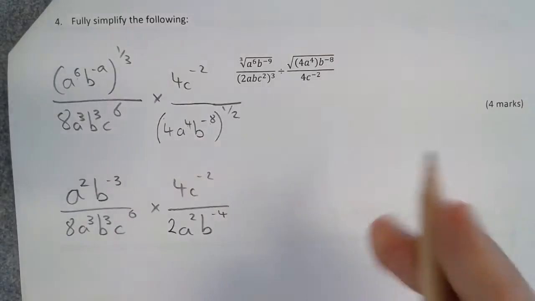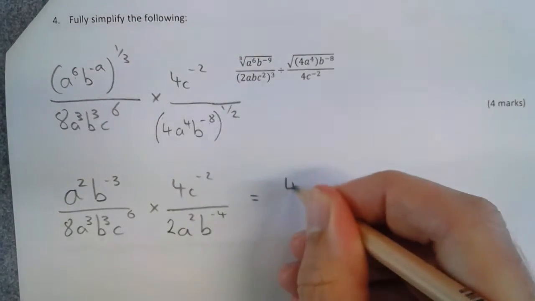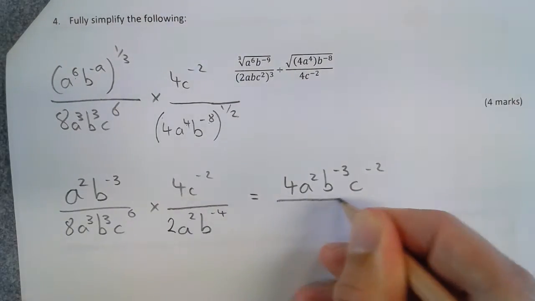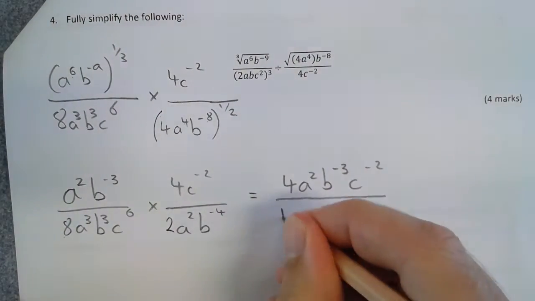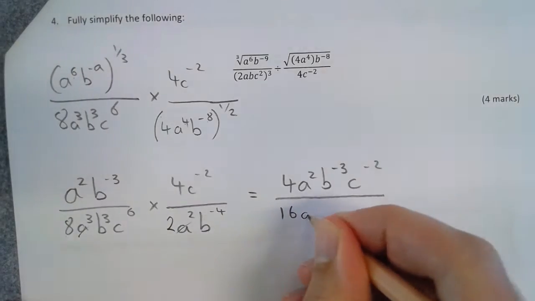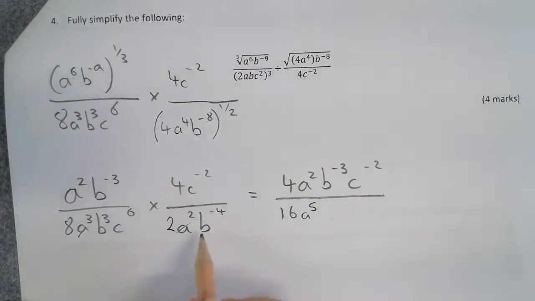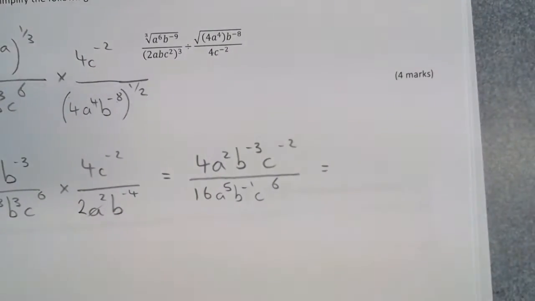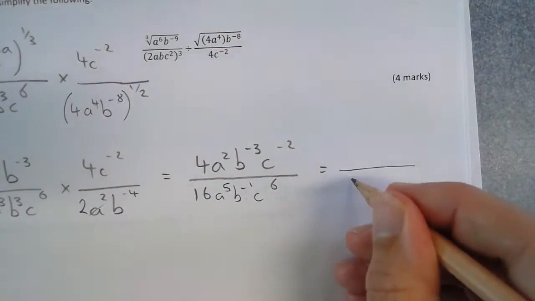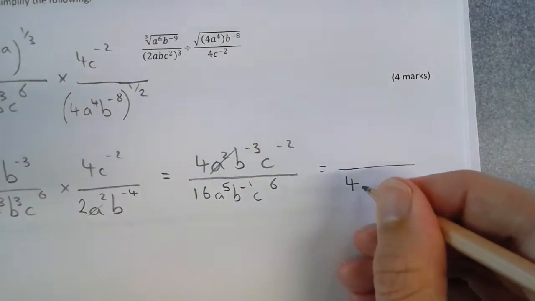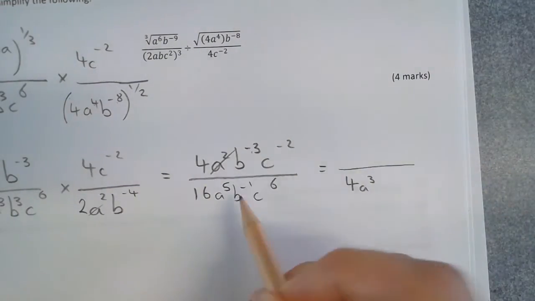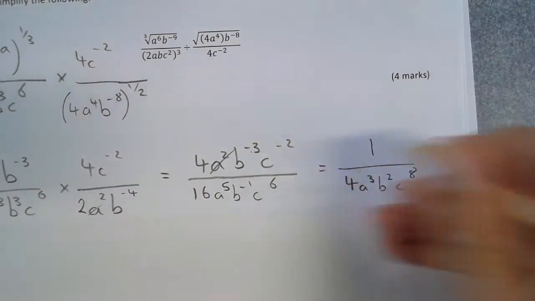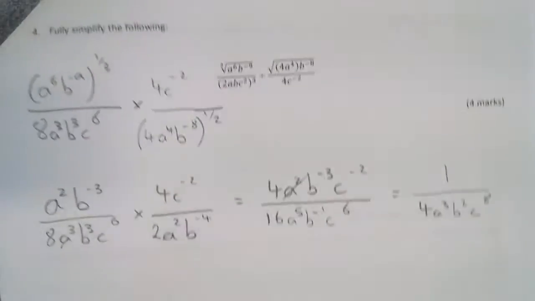Now I'm going to multiply the numerators, so I end up with 4a squared b minus 3 c minus 2, and the denominator 8 times 2 is 16. We've got 5 a's, we've got minus 1 b and c6, and now finally we can simplify this. So 4 over 16 is 1 over 4. Cancel out 2 a's, a cubed. Move the 3 down, you've got b squared. Move the c down, you have c8. So it's just a 1 left on the top.